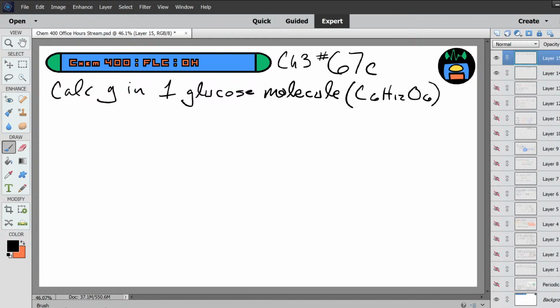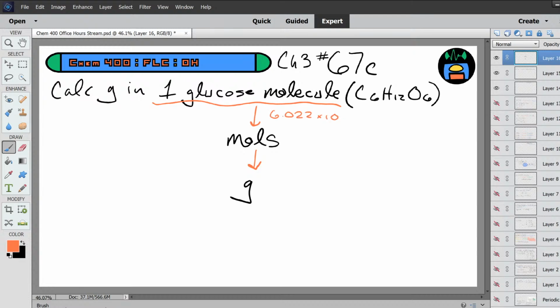All right, now the strategy here is we have molecules. So we need to convert from molecules to moles, and then from moles to grams. The way you go from molecules to moles is with Avogadro's number. And then the way you go from moles to grams is with the molecular weight. So that's kind of a glimpse into the strategy. Now let's go ahead and get into this a little bit.